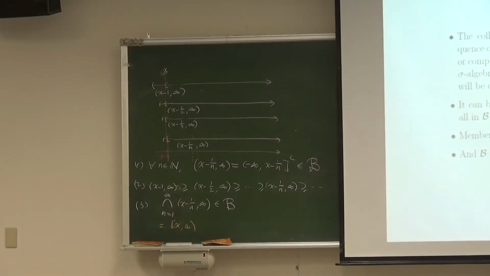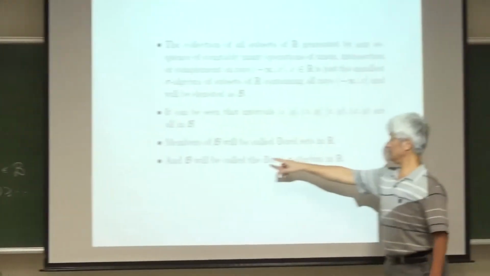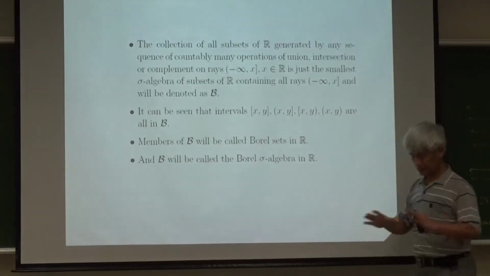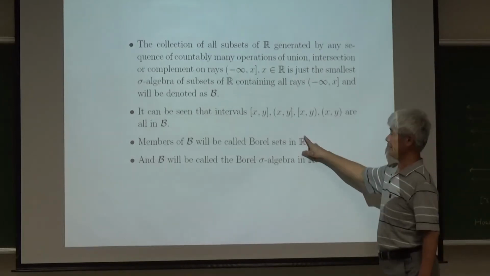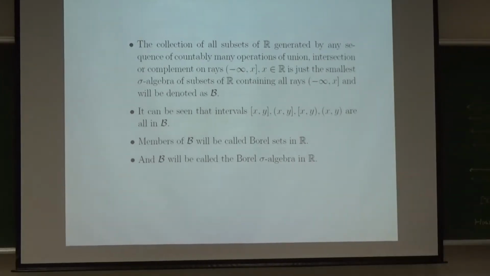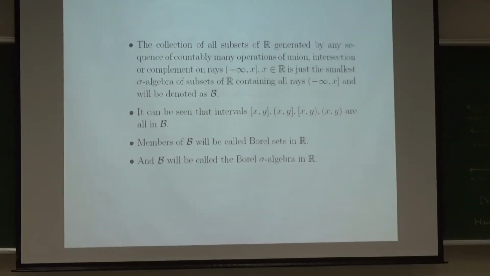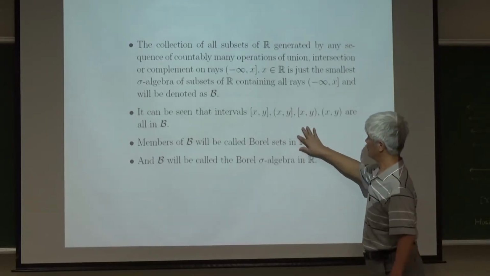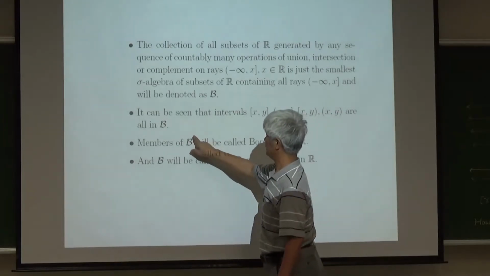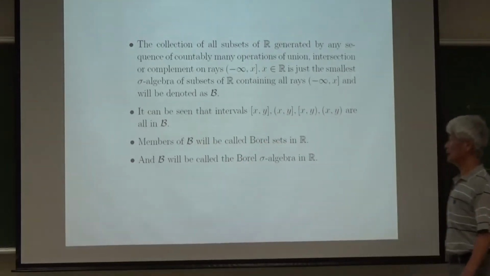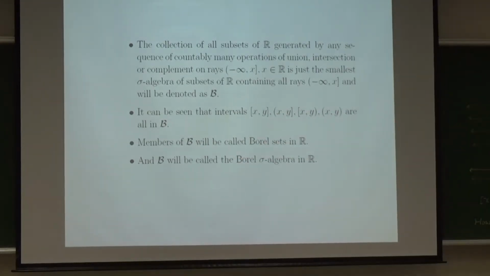Okay, so basically, the Borel sigma algebra B contains all subsets of R which we are interested in. All of the subsets of R we are interested in are in B. So it is a very important collection of subsets of R.